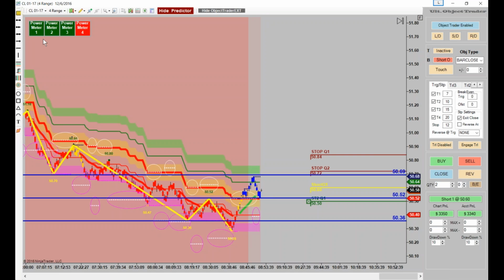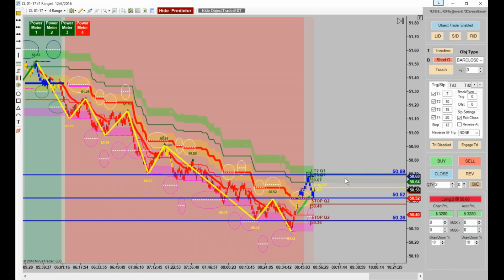And there's your little short. Probably should take some profit because it's bouncing off 52. So I'm going to actually reverse that at 52. See how it bounced right there? Right off 52. And let's see if we can go a little higher. We'll just get that out of the way.